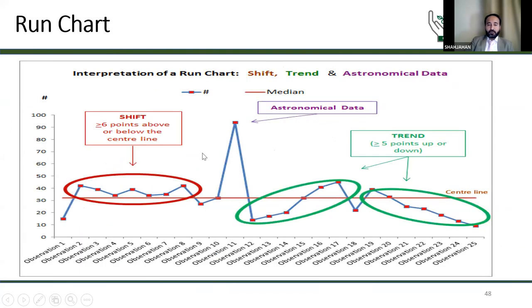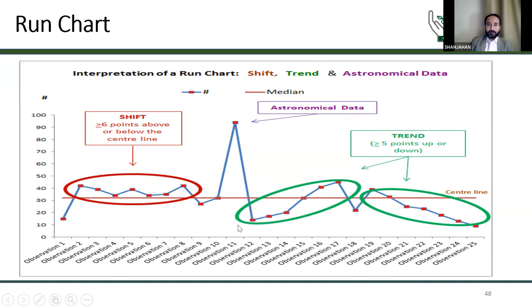Here I will show you the meaning of the shift, which I told you before. Shift, what we discussed before, is any 6 points above the central line. Now this is the central line, and there are 1, 2, 3, 4, 5, 6, more than 6 points. So this is known as a shift. And here, this one is going more up. This is the astronomical data, meaning there is something wrong, why is this data going more up. And when there are 5 points ascending or descending, this is known as a trend.